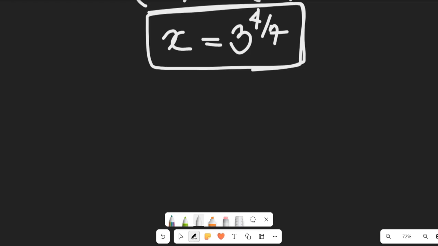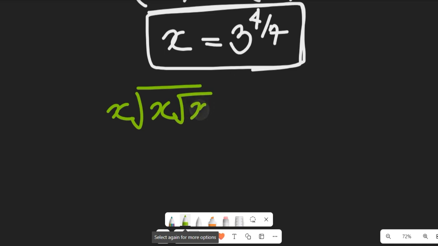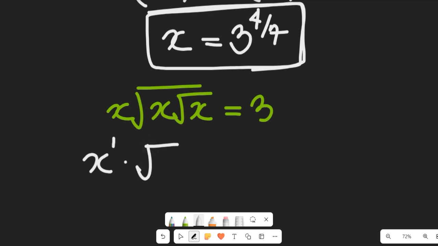In method 2, remember, we are given x multiplied by the square root of x multiplied by the square root of the square root of x, and we say this is equal to 3. So what I'm going to do is simplify this, remembering that the first x has no square root, and it is multiplying the second x, which has a single square root, multiplying the third x, which has a double square root.